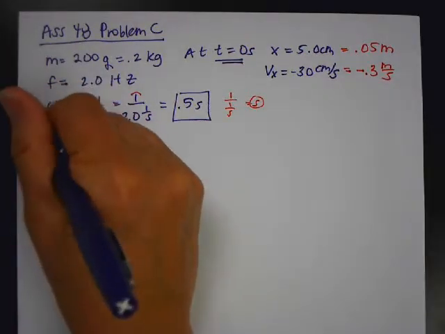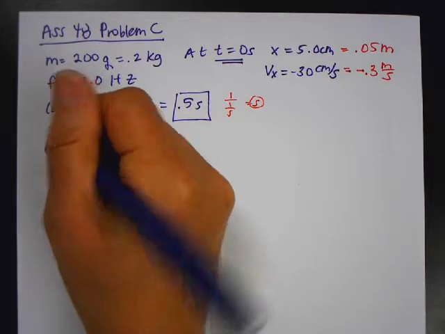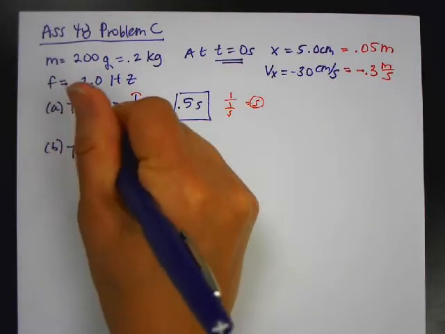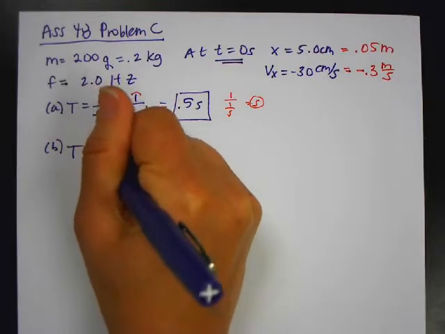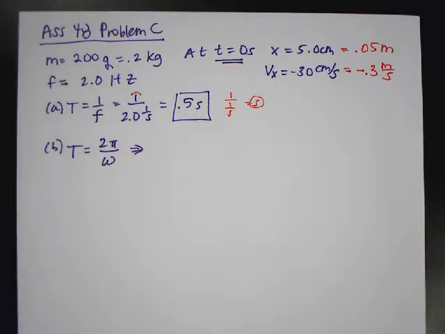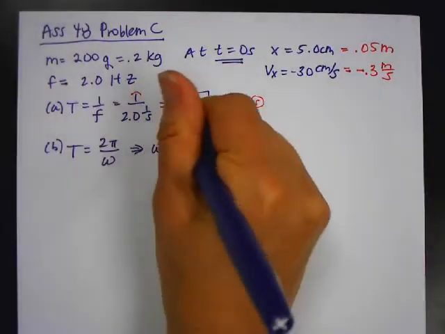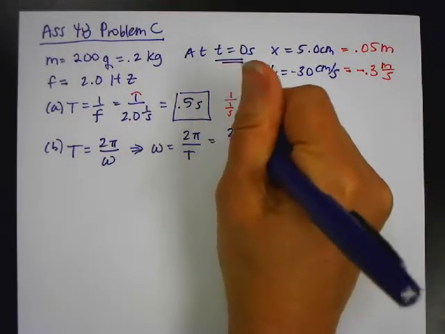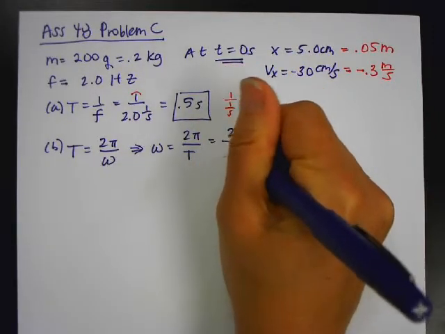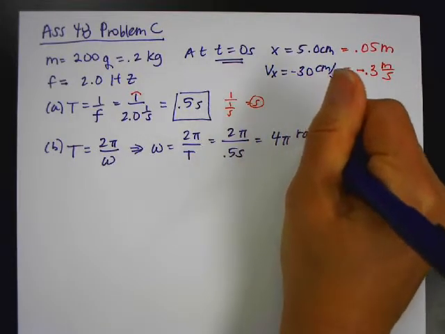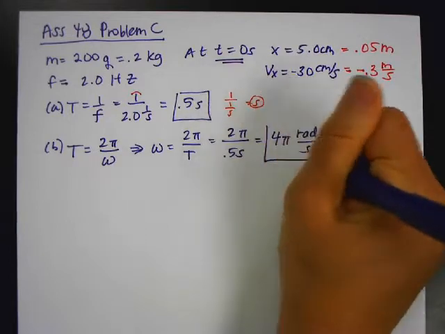All right, part B says find the angular frequency, which is omega. So T is equal to 2 pi over omega. What I'm going to do is rearrange the equation to solve for the unknown in terms of the known. So omega is equal to 2 pi over the period. So this is going to be 2 pi over 0.5 seconds. So this will be 4 pi radians per second.